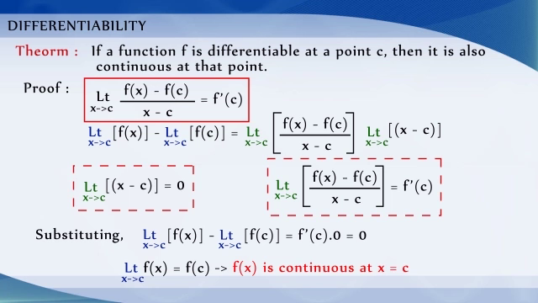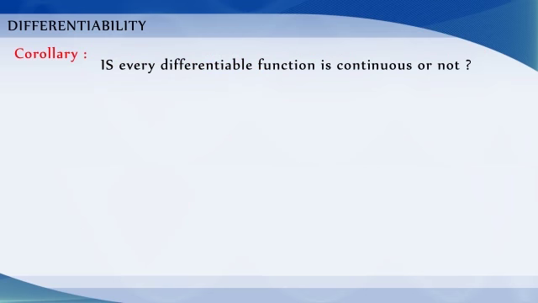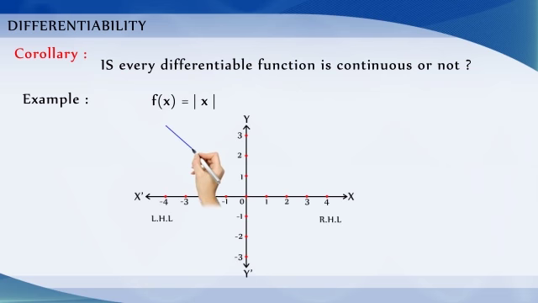So we can say if a function f is differentiable at a point c, then it is also continuous at that point. Now let us see whether the converse of this theorem holds or not. That is, whether every continuous function is differentiable or not. Let us take an example of mod function. Let f of x is equal to modulus of x. We know that modulus of x is a continuous function.